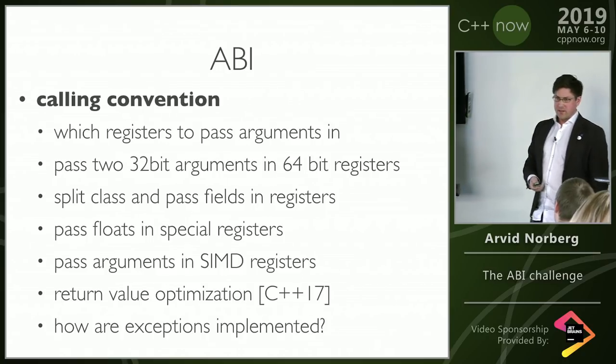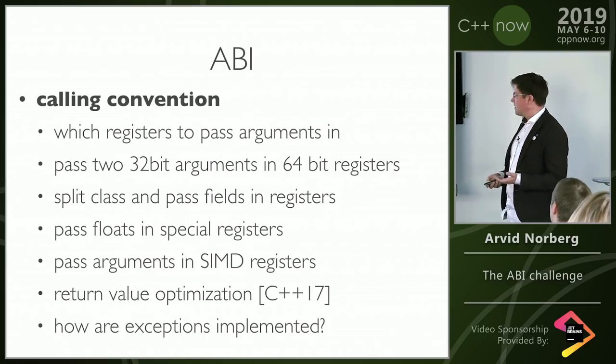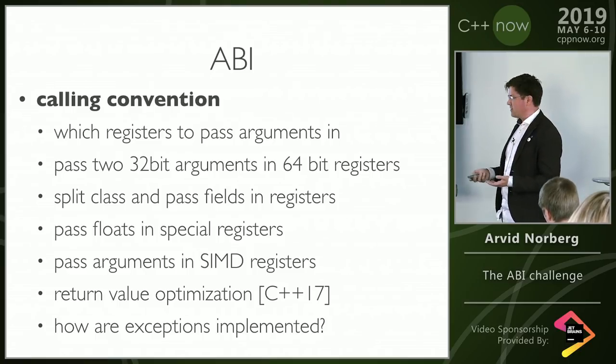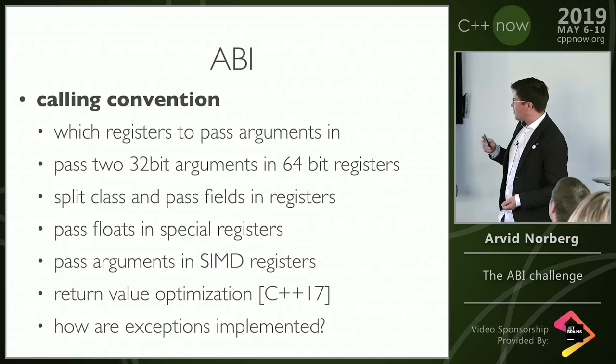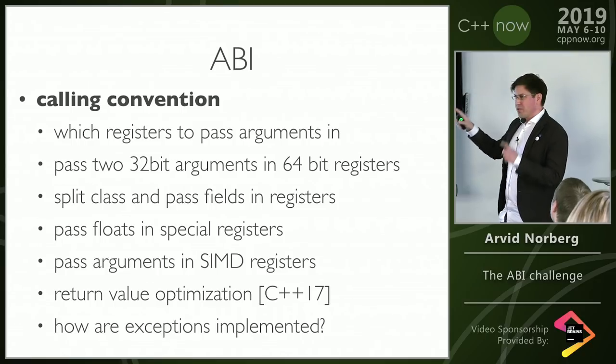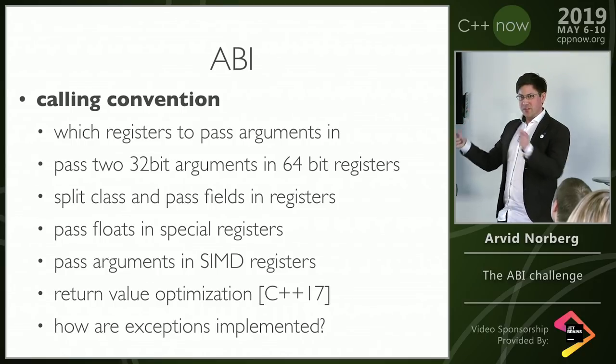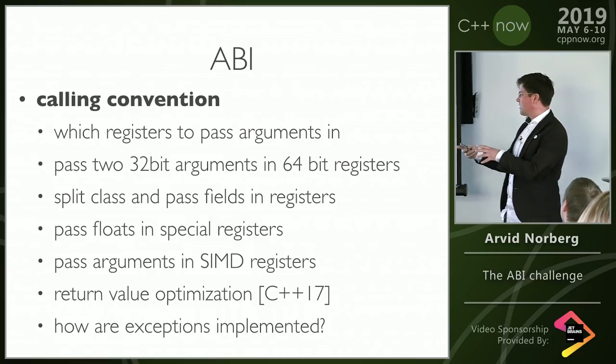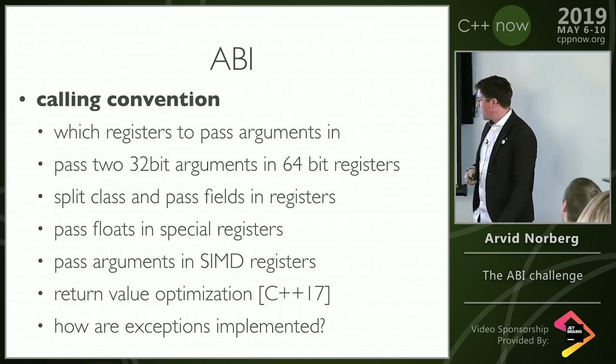So things that determine ABIs are how you call a function. And there are lots of different ways of doing this. One of my favorites is passing two 32-bit arguments through a single 64-bit register. That's pretty cool. Or splitting a class that has two fields into registers.